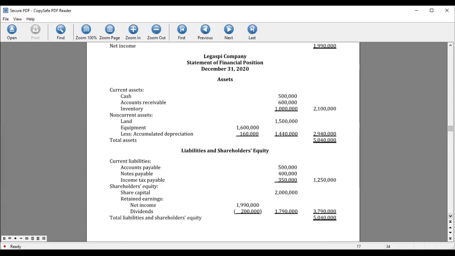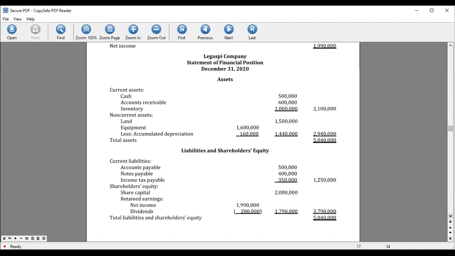And we have now the total current assets of 2.1 million. The non-current assets of 1.5 million, the equipment of 1.6 million minus the accumulated depreciation at 10%. So we have the net book value of the equipment of 1,440,000. Total assets of 5,040,000 in lieu of 3.7 million in the statement of financial position.